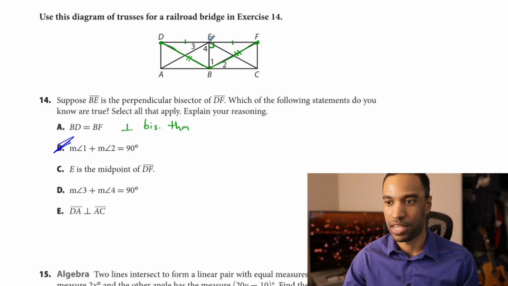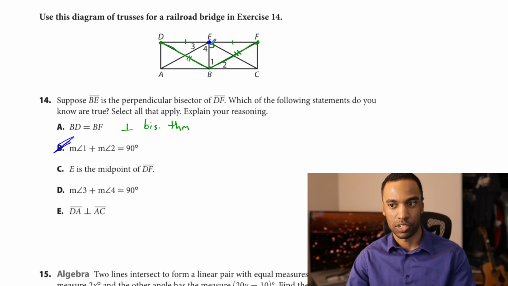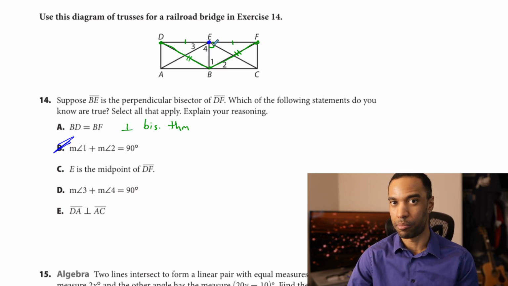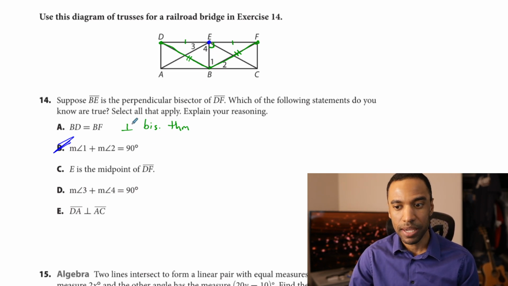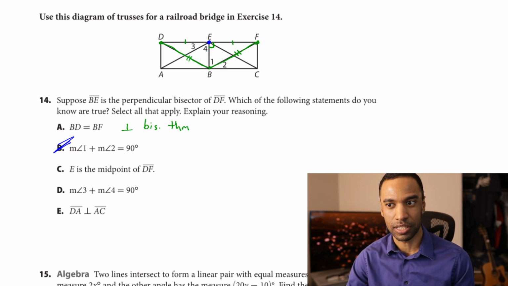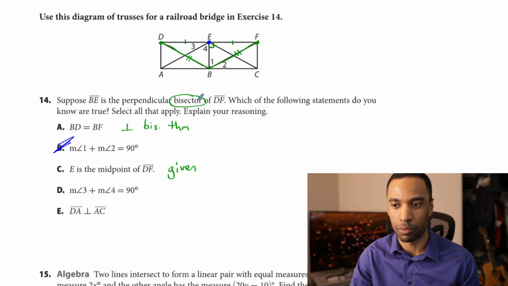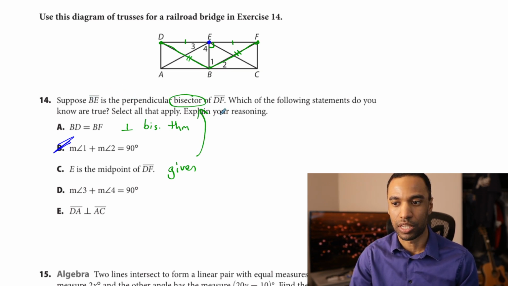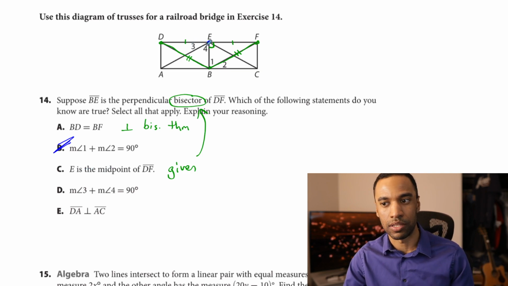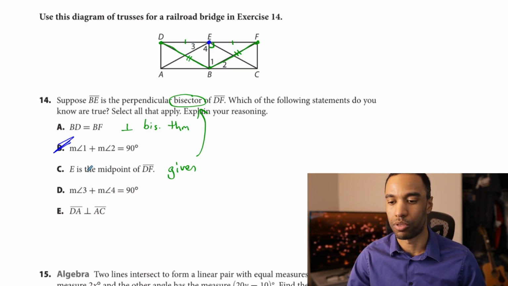E is the midpoint of DF. Yes, a bisector specifically goes through the midpoint of it. This isn't because of the theorem. This is because it's given. This is given information, I'll just write given. It was given right there that they told you that it was the perpendicular bisector, that it went through the midpoint.